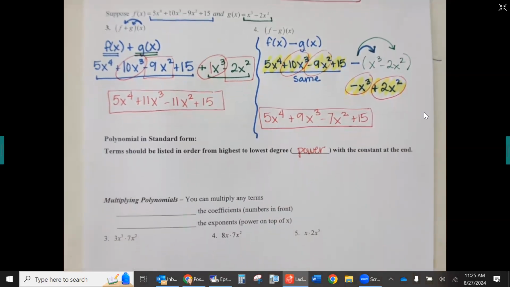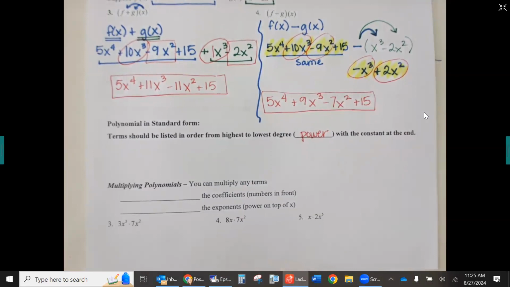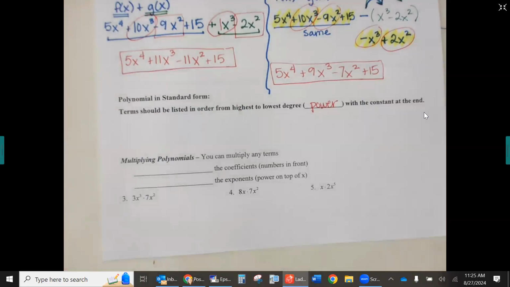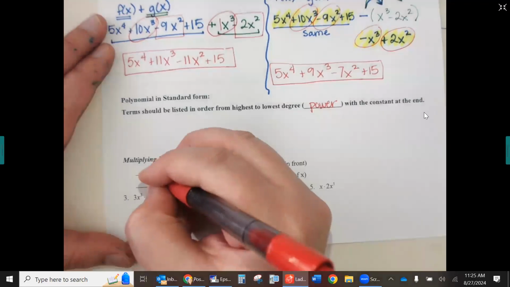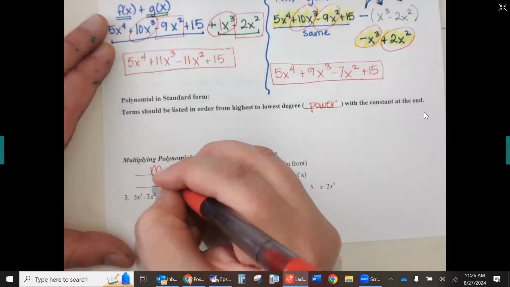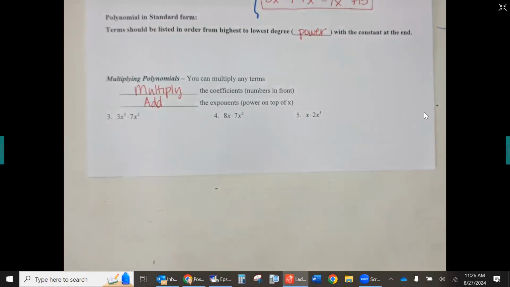Okay, the only other operation we have to talk about is how to multiply them. So come down here to multiplying polynomials. We'll learn how to divide these, but not for this test. Adding and subtracting, they have to be the same type or you can't do it. Multiplying, you can multiply any terms, but you're only gonna multiply the numbers in the front with each other, and then you're gonna add the exponents together.